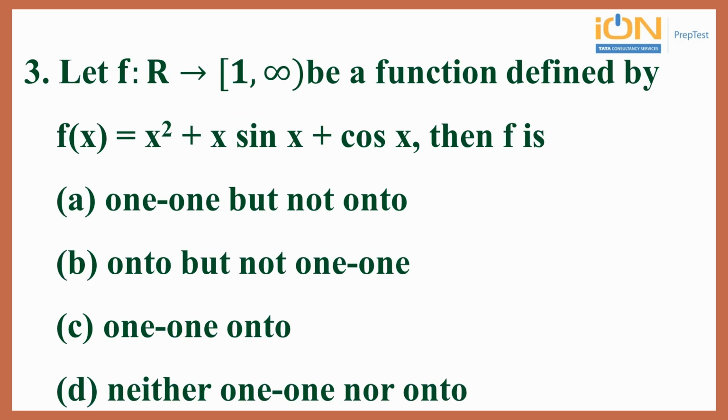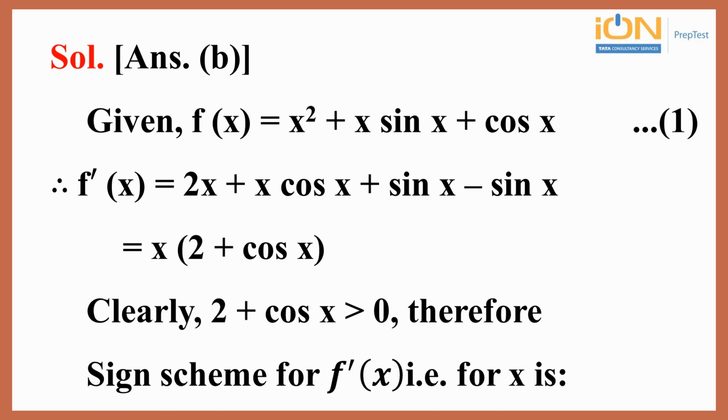Third question: let f be a function from R to the closed interval [1, infinity) defined by f of x is equal to x square plus x sin x plus cos x. Then f is: first option, 1-1 but not onto; second option, onto but not 1-1; third option, 1-1 and onto; fourth option, neither 1-1 nor onto. The answer for this question is B.